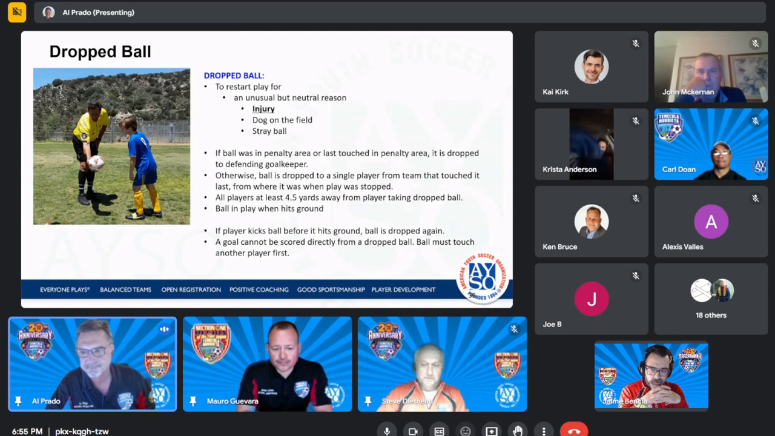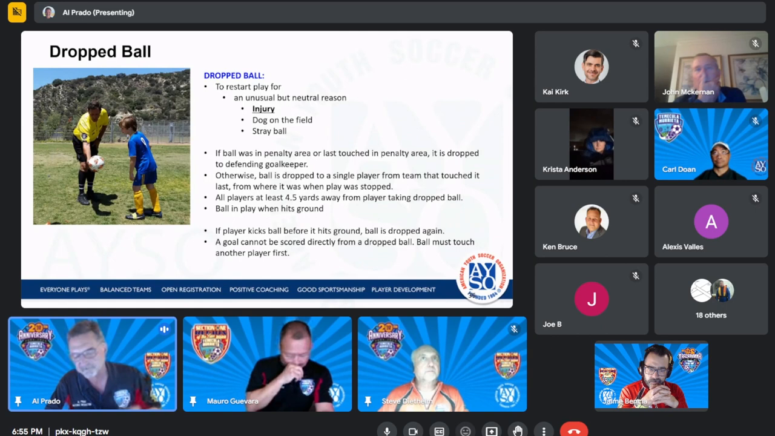Any questions on drop balls? So in 10U, you'll stop it primarily for injury. And the restart is, again, the drop ball. Okay.